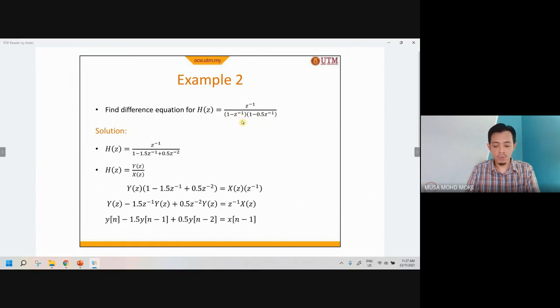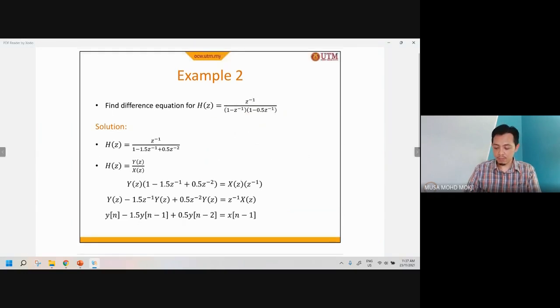So what to do to get the difference equation if you have this kind of H(z)? You need to expand it. You need to multiply it: 1 multiplied by 1, 1 multiplied by 0.5 z to the power of minus 1, and the rest, so that you will get this form.